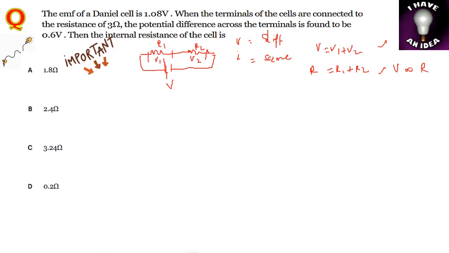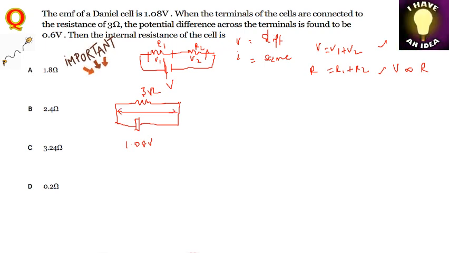The Daniel cell I just mentioned here. This is about the Daniel cell, which has a potential of 1.08 volt. Now this Daniel cell is connected to a resistance. That one is a 3 ohm resistance. The potential difference across the terminals, which have been connected, I mention as this value here, 0.6 volt. Next, what they are asking is the internal resistance of the cell.